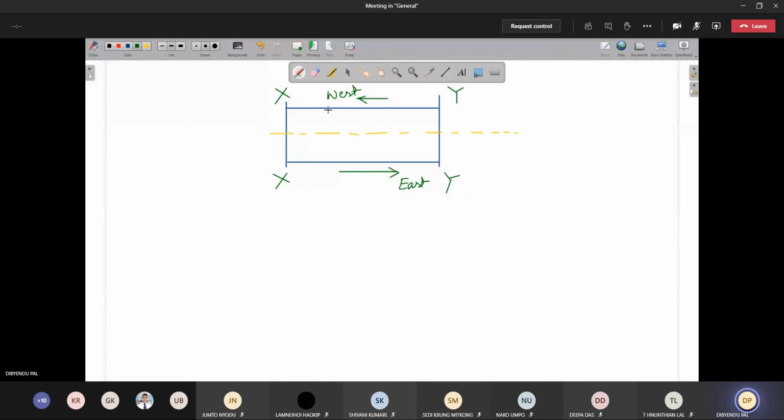Actually, in the Indian system, the vehicle direction will be like this. This should be the movement of the vehicles. Anyway, then it will be a confusion. No problem.